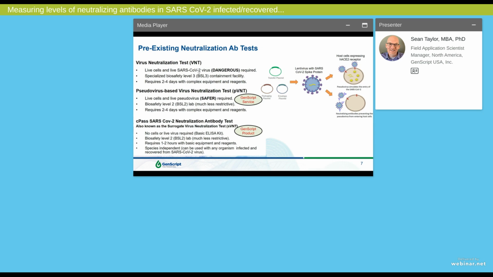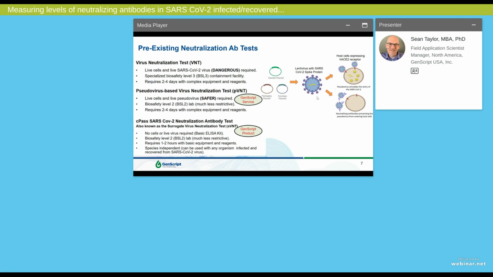In the case of the VNT, because you're working with live virus, it requires a BSL3 level containment facility, which means protective equipment, skilled technicians who work in this kind of environment with highly dangerous biomaterial, and an expensive, time-consuming, laborious process. In the case of the pVNT assay, where you're working with an innocuous lentivirus that's just expressing the spike protein of SARS-CoV-2, this is a safer way of working with a live virus, and therefore doesn't require a BSL2 lab because there's no risk of infection, but it still requires working with live cells and live lentivirus, which is still time-consuming and laborious.